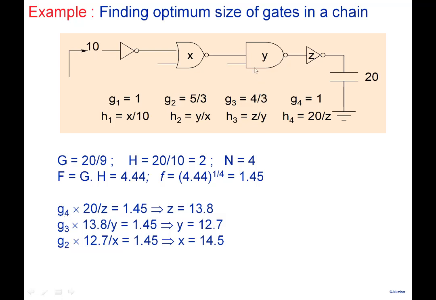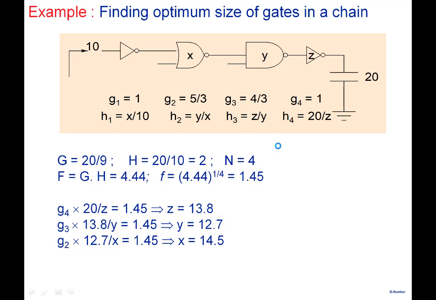Then you go to the next one, G3, 13.8 divided by Y is equal to 1.45, so you find the size of Y here, and then go forth and find X also. Okay. All right, so that's the method. Any arbitrary network of gates can be given to you, and you can find out what the sizes of Z, Y, and X or anything that's there.